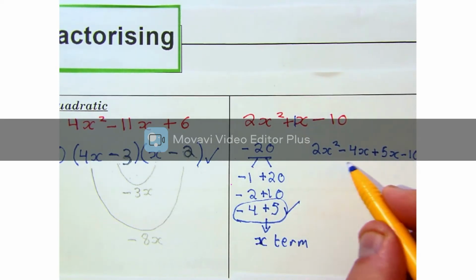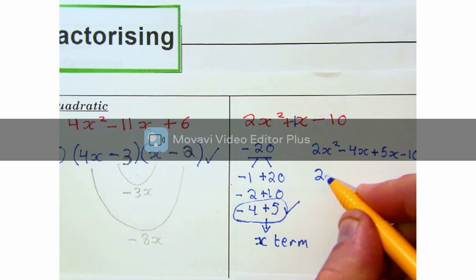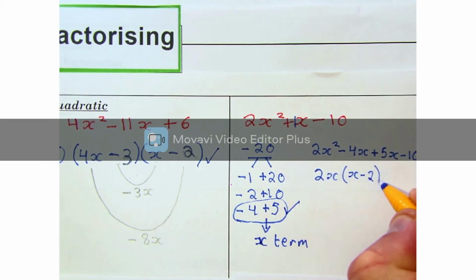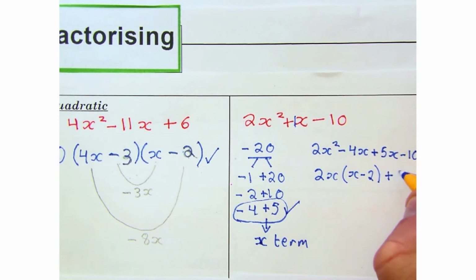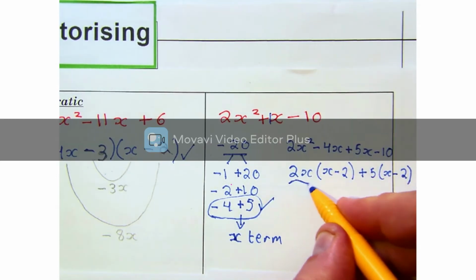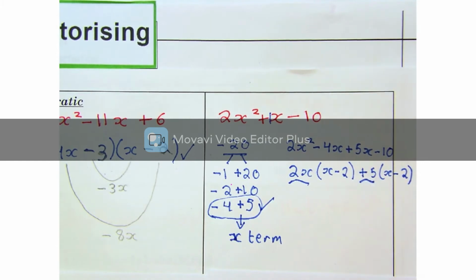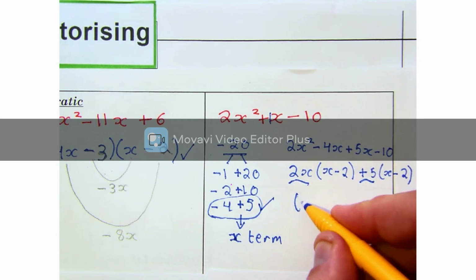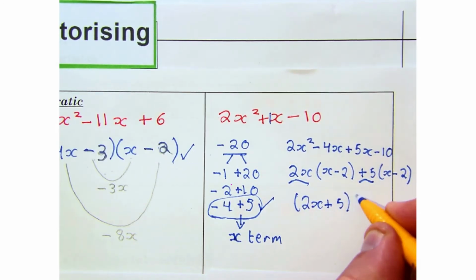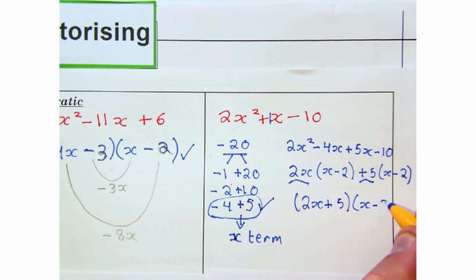So now we factorize the first two: 2x into x minus 2 and plus 5 into x minus 2. Okay. So all we do then, we know we're right because the two brackets are the same. So all we do basically is that we join what's outside. So we have 2x plus 5 by x minus 2.